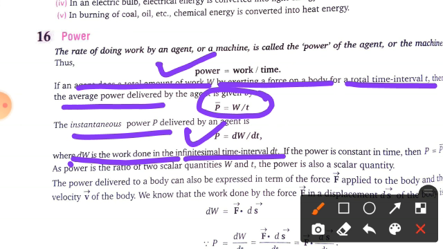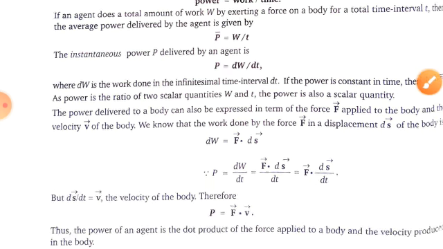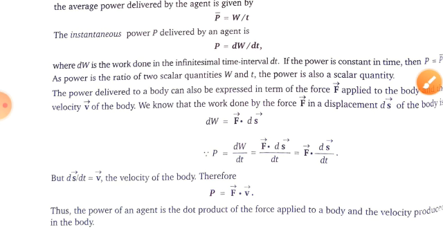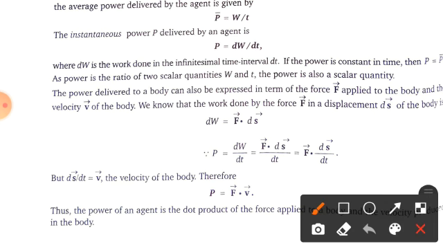Clear? So if the power is constant in time, then P is equal to the average power. Here you can see that it is written here. So as the power is the ratio of two scalar quantities W and T, the power is also a scalar quantity. Fine. Now the power delivered to a body can also be expressed in terms of force applied to the body and the velocity of the body.